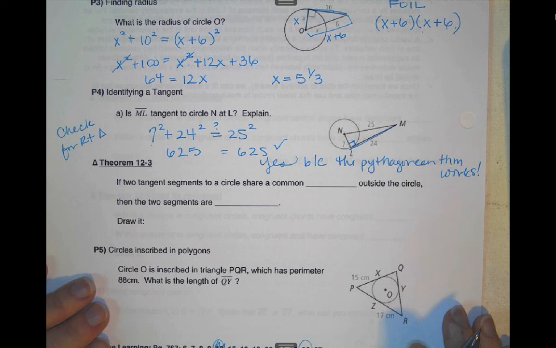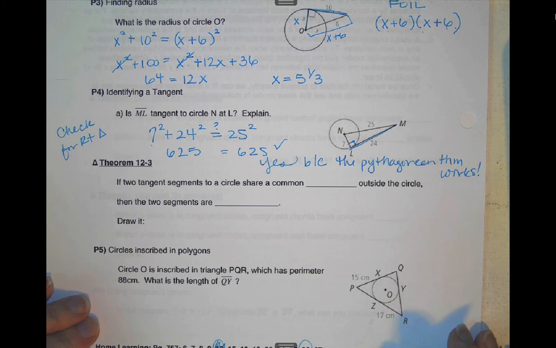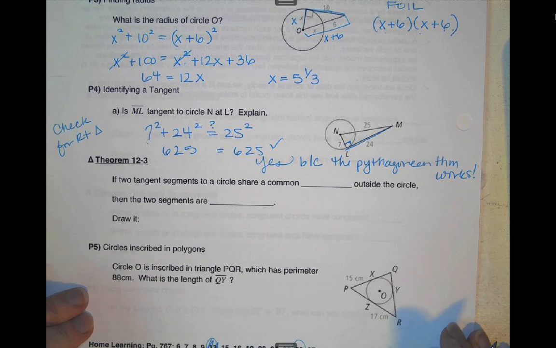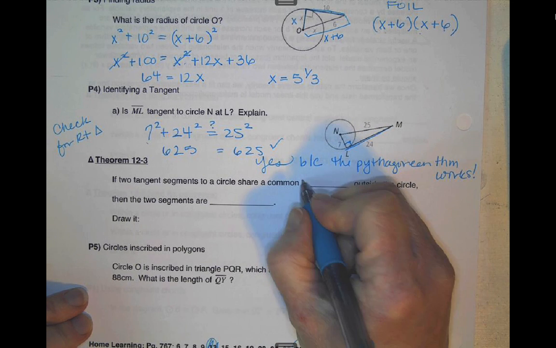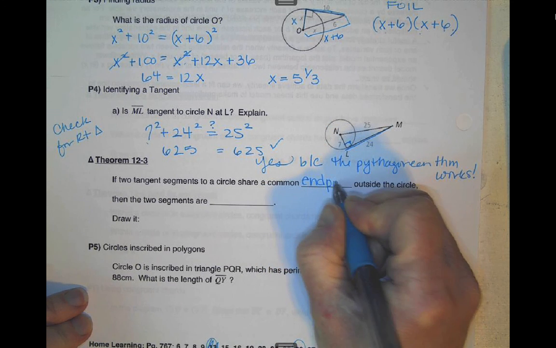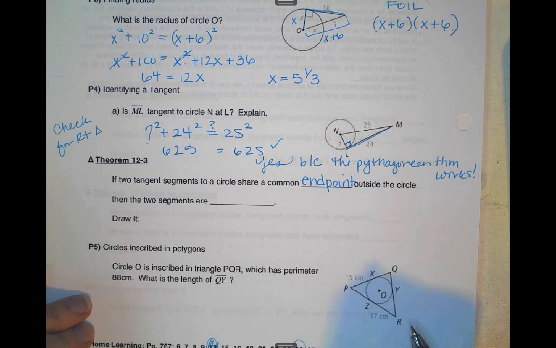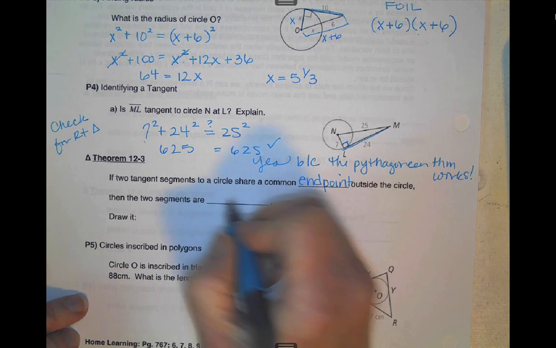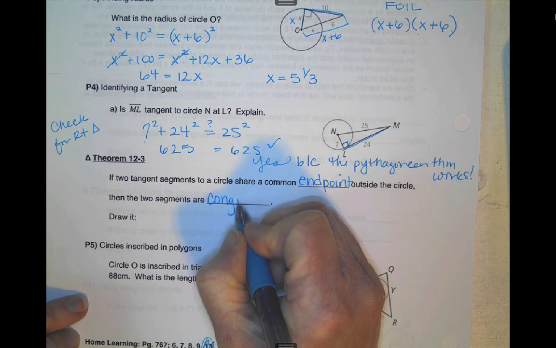And the next one says, if two tangent segments to a circle share a common endpoint outside the circle, then the two segments are congruent.